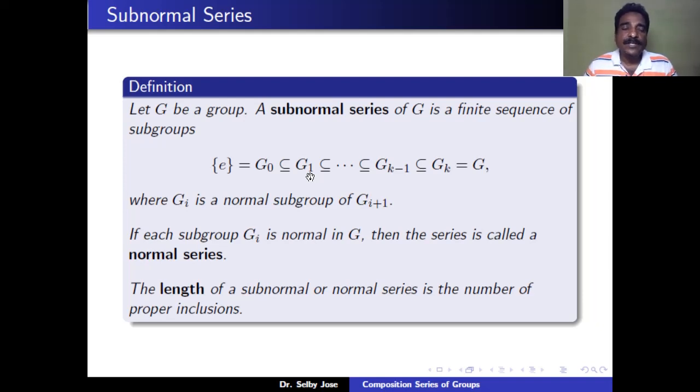The length of a subnormal or a normal series is the number of proper inclusions. That means G0 is properly contained in G1, G1 is properly contained in G2, and so on. Gk-1 is properly contained in Gk, then the length of this subnormal series is k.